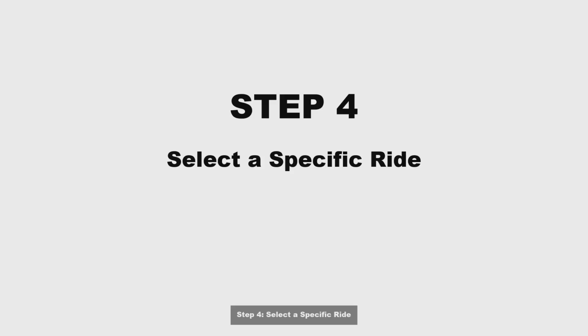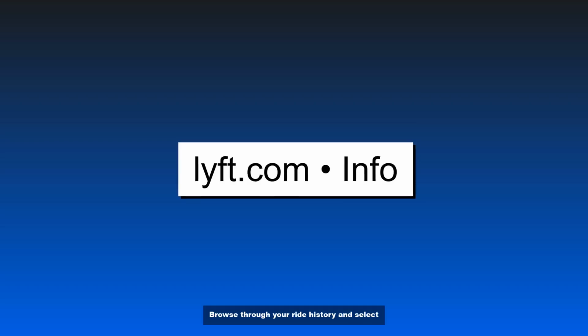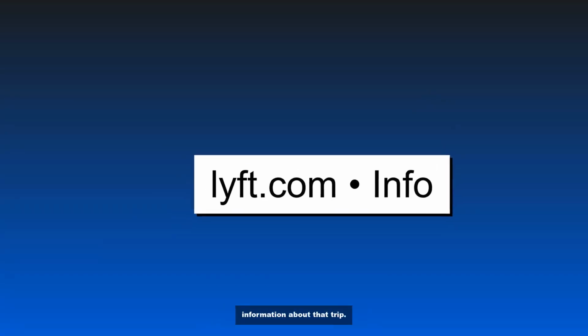Step 4. Select a specific ride. Browse through your ride history and select the specific ride you want to check. Tapping on it will provide you with detailed information about that trip.